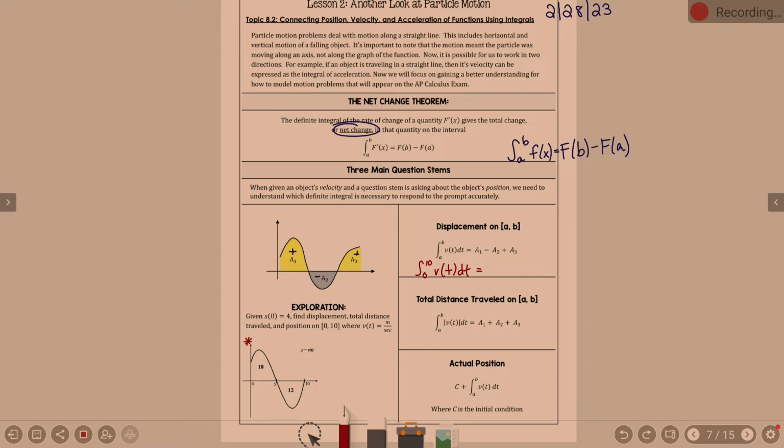So using this graph here, what's the math we're doing? We're trying to find the integral from 0 to 10. What are we doing, 18 and 12? Subtracting them, right? Because 18's above, 12's below. So this one, displacement, is just going to be 18 minus 12, which is 6. And unit length was meters, so 6 meters.